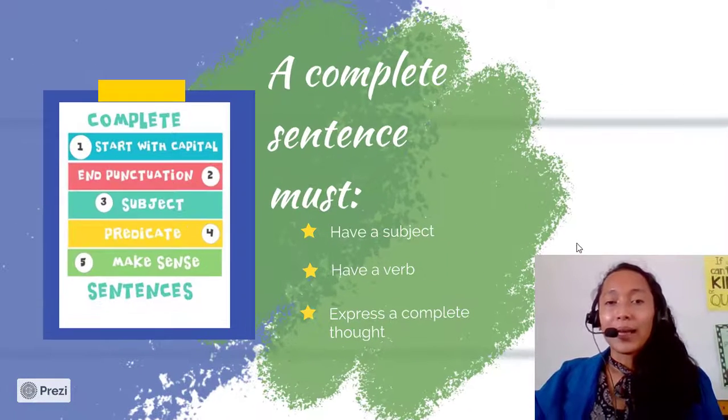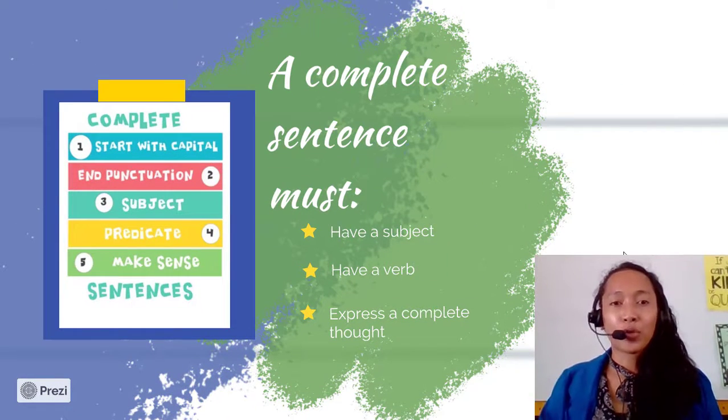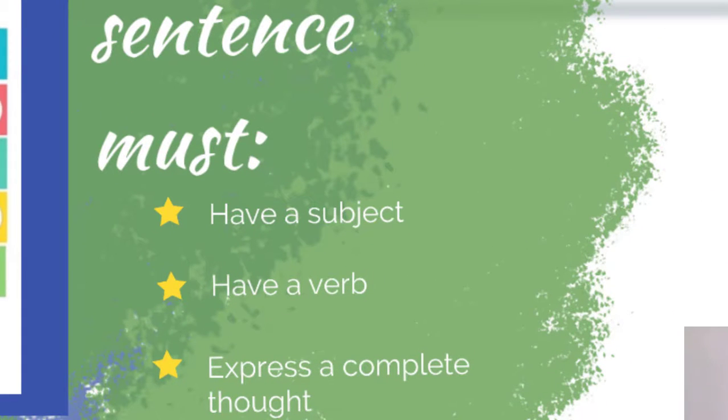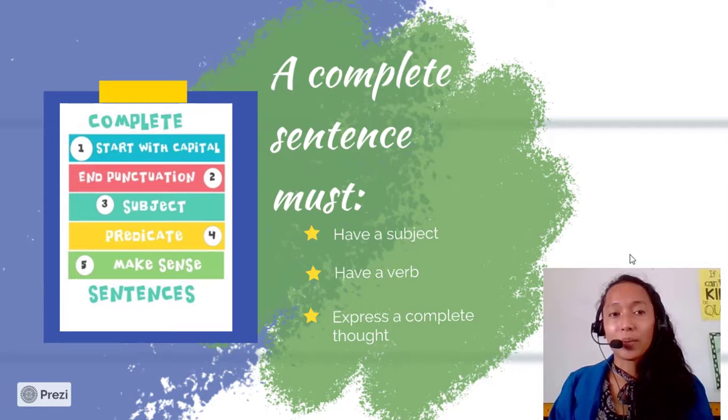Well, a sentence is made up of these three important parts: 1, a subject. 2, a verb. And thirdly, a complete thought. These three things must be part of the group of words so as to consider it a sentence. We do want to remember that we want to capitalize the first word in the sentence, the first letter, and we do want to end with a punctuation, right?